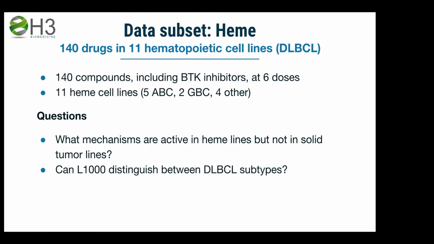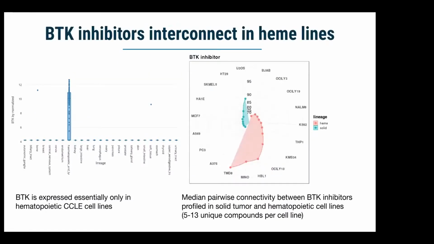Some questions we can ask of this data are which mechanisms are active in these heme cell lines, but not in the solid tumor cell lines in our previous reference data set, and whether L1000 can distinguish between these DLBCL subtypes. We focused primarily on the BTK inhibitors for these examples because they do give quite a stark difference between hematopoietic and solid tumor cell lines, as one might expect based on where these genes are expressed. BTK itself is largely only expressed in hematopoietic and lymphoid tissues based on data from CCLE. This is across around 1,000 cancer cell lines, and it really is only expressed in this one lineage.